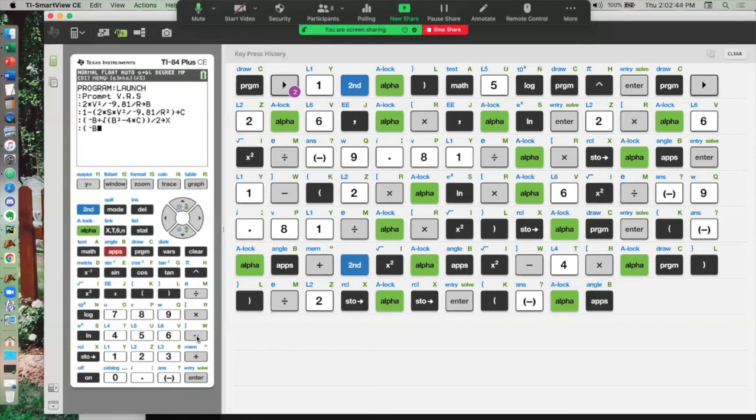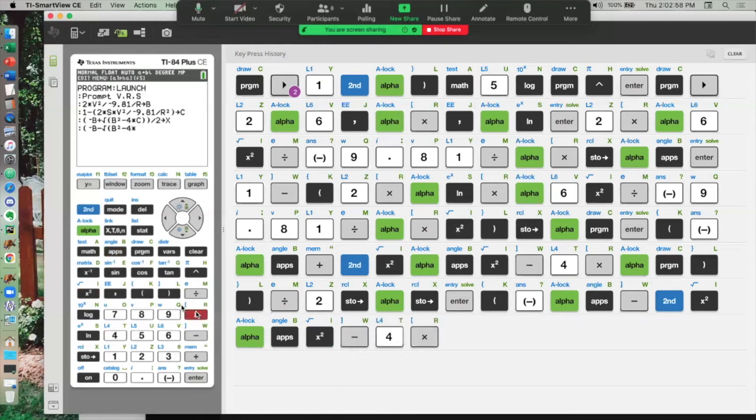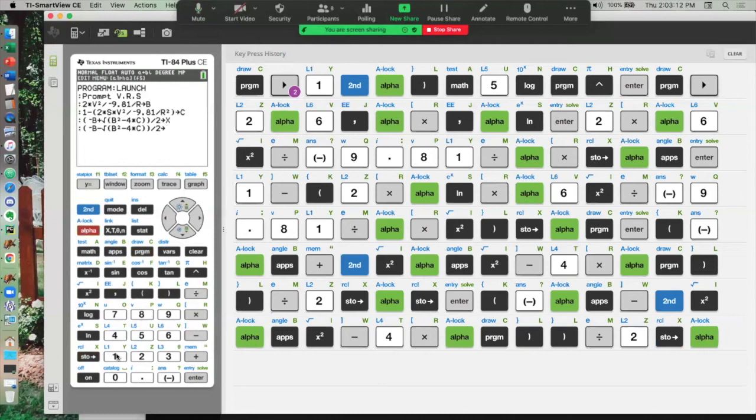I'm going to throw this as B actually. Alpha b, this time it's minus square root b squared minus 4, I'm still going to do my times, alpha c, close parenthesis, divide by 2, store it in, I'll use y. I'm not done with this. Okay, so I got my x and my y.